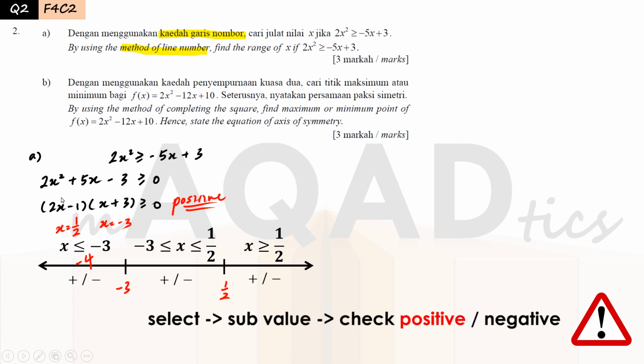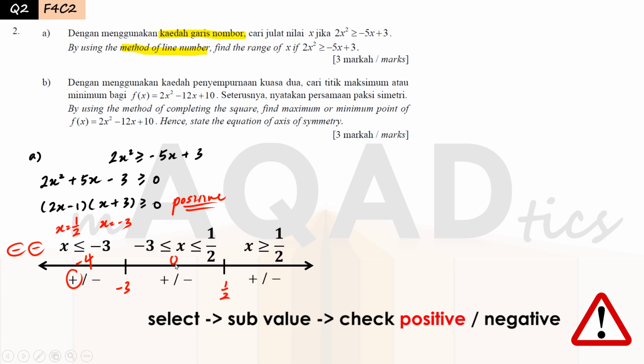For example, for the first part, let me choose -4. If I substitute x with -4 here, you will calculate that this is -9, meaning a negative value. Then here, if I substitute -4, it will be -1, which is also a negative value. So negative, negative, positive. So this is one of the parts which will be our answer, because we are searching for positive parts.